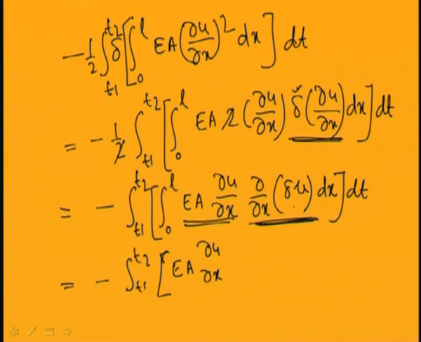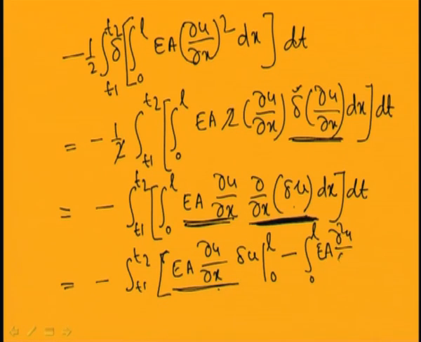So, I have to integrate it by parts. This is the first function and this is the second function. While doing integration by parts, the first function remains as it is, then the integration of the second. As previously seen, this integration is nothing but del u, from 0 to L, then minus integration 0 to L, the differentiation of the first function, that is E A del square u by del x square.